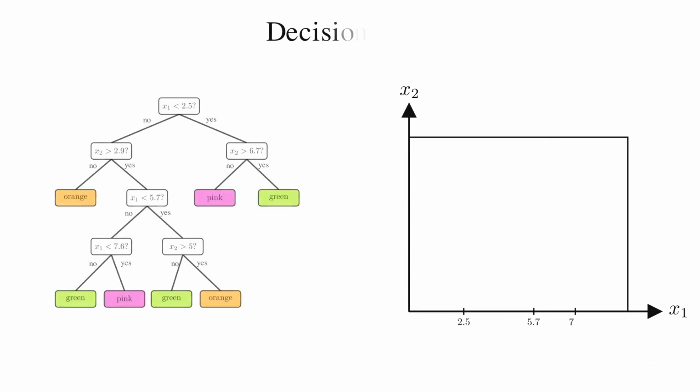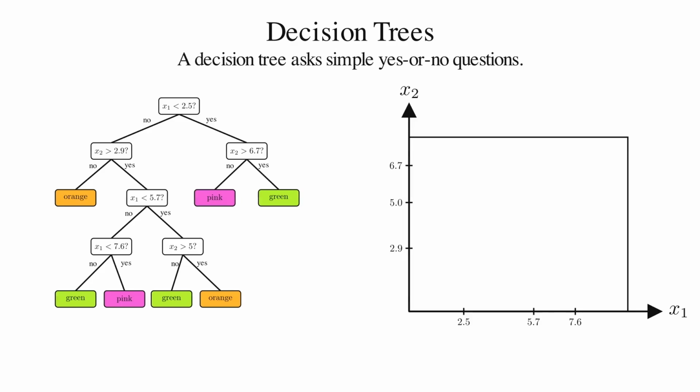This is a trained decision tree. A decision tree is a model that makes predictions by asking a sequence of simple yes or no questions about the input. On the right, we see the input space. Every point has two values, x1 and x2.